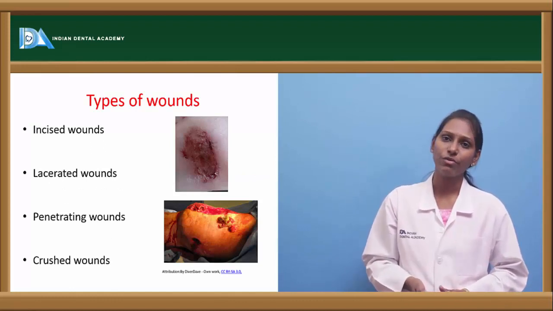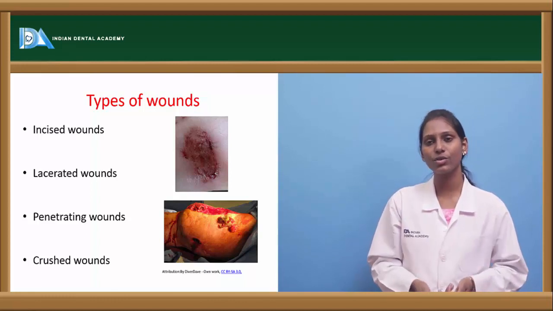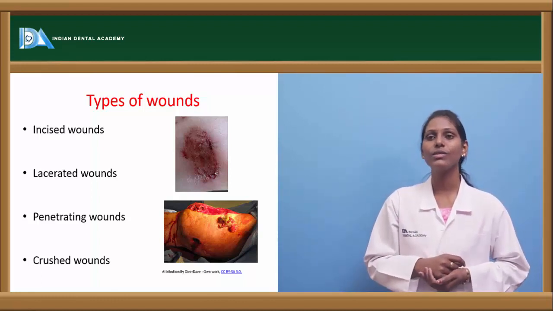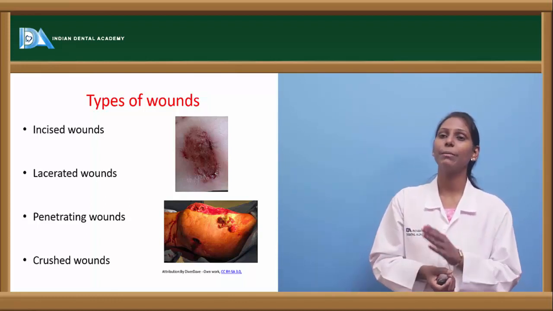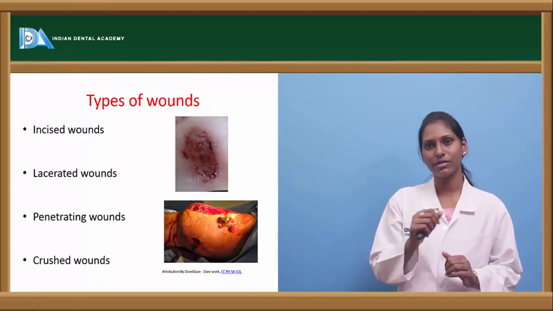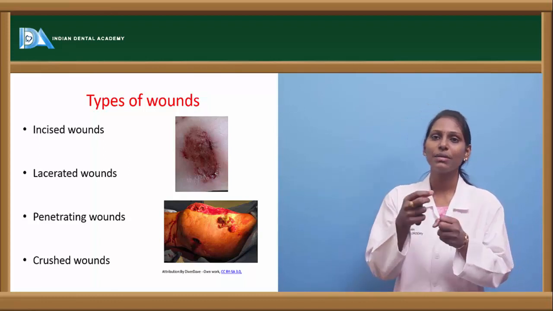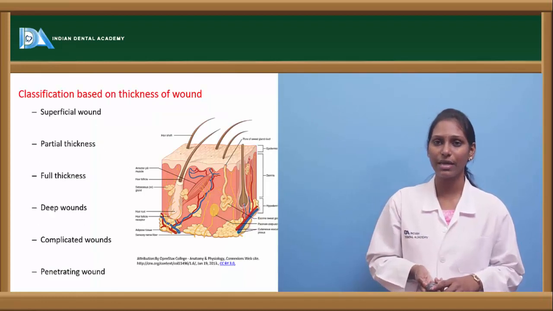Now coming to types of wounds, we have various types, which include incised wounds, where a neat incision is given; lacerated wounds, where there is scraping of the superficial tissues; penetrating or stab wounds, where there are deep cuts or deep injuries; and crushed wounds, where the tissue is completely crushed. So again, various types of wounds.